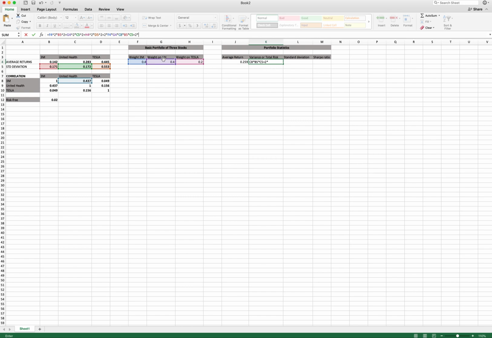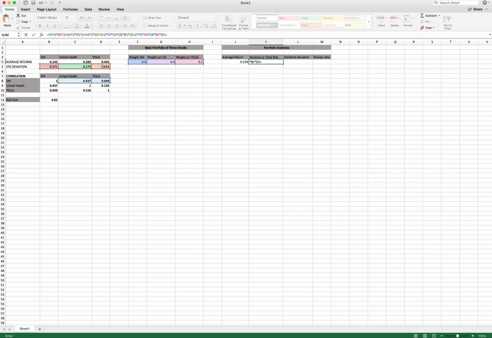We do this again for the co-movement, the cross term between 3M and Tesla: the weight on 3M times the weight on Tesla times the correlation between 3M and Tesla times the standard deviation of 3M times the standard deviation of Tesla. And then what do we have left?